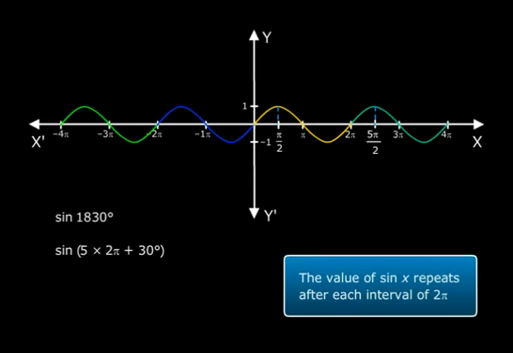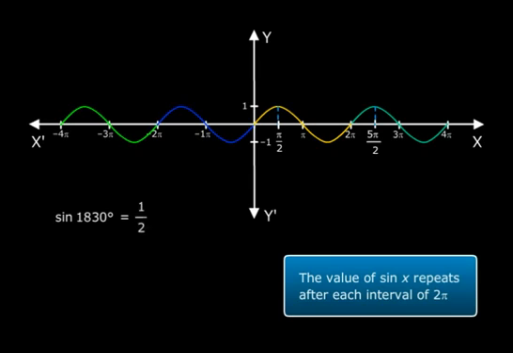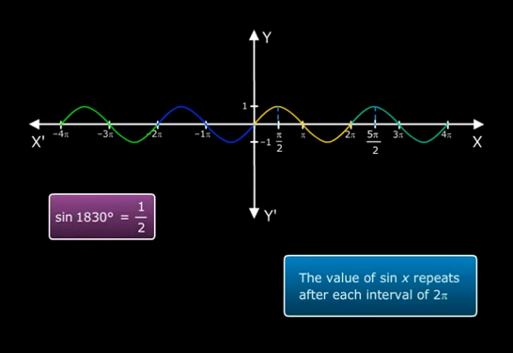What does this mean? This means that sine of 5 into 2 pi plus 30 degrees is nothing but sine of 30 degrees. So we have sine of 1830 degrees equals sine 30 degrees. And sine 30, we know its value. That's 1 by 2. So the value of sine of 1830 degrees is 1 by 2. And this is how you use this property.